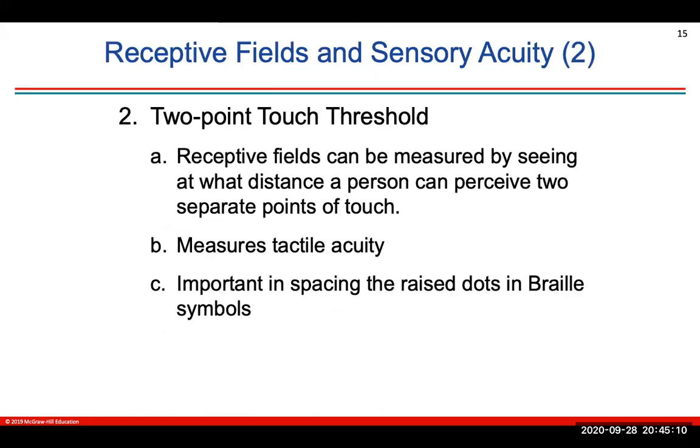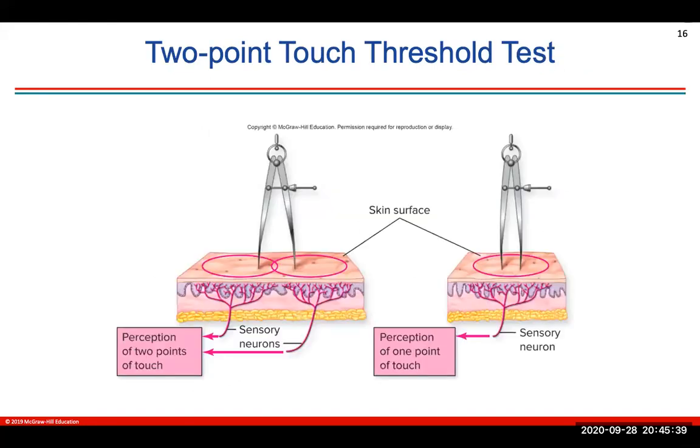The 2-point touch threshold test, which the YouTube video talks about and your procedure goes through, measures these receptive fields by seeing at what distance a person can perceive 2 separate points of touch. It measures tactile acuity, and this is really important in spacing dots in the Braille symbols, which is used to help the blind read. So what is the 2-point touch threshold test? And if we were in lab, we would do these.